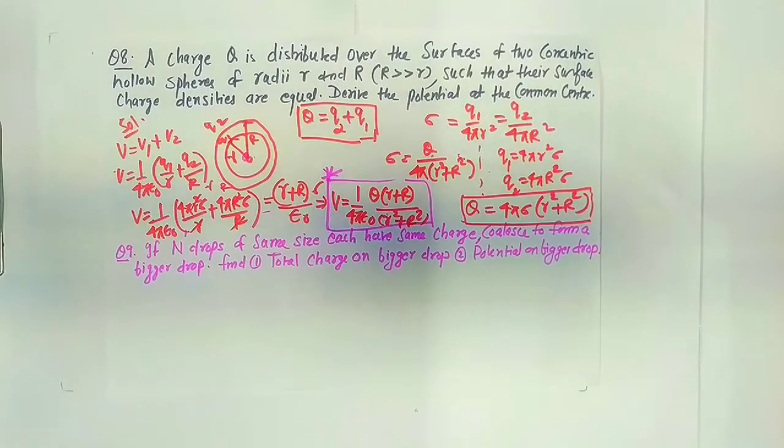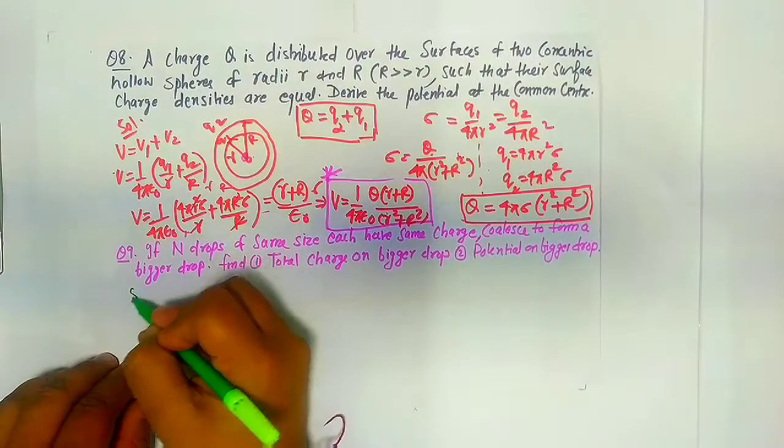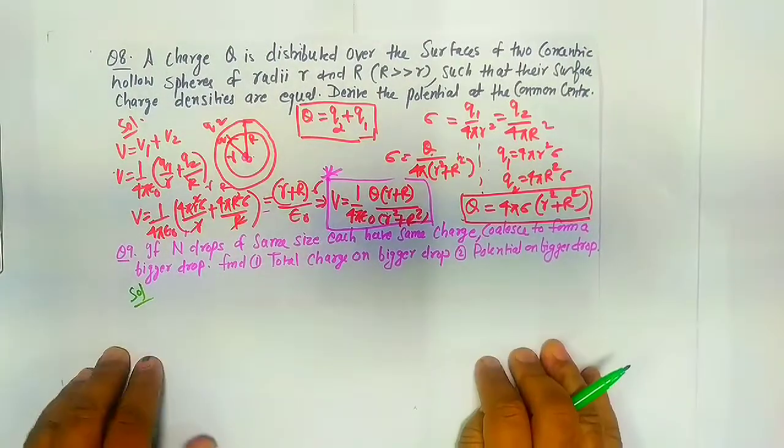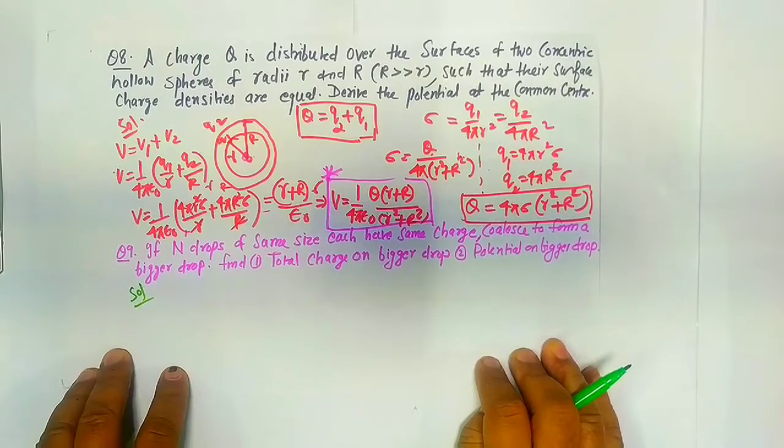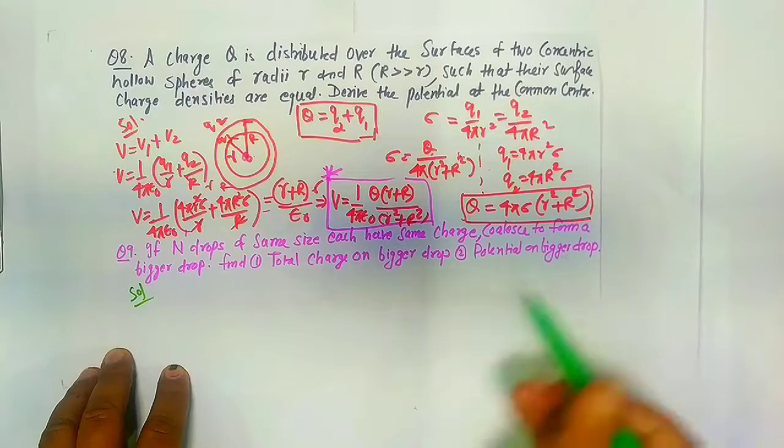How we can calculate. Now the next question is: if n drops of the same size each have the same charge and collect to form a bigger drop. You know that n drops form a big drop. You have gone through this in class 11th, surface tension and terminal velocity, same. Find the total charge on the bigger drop and the potential on the bigger drop.